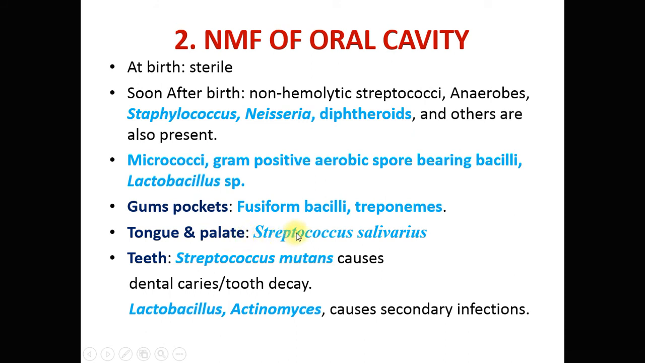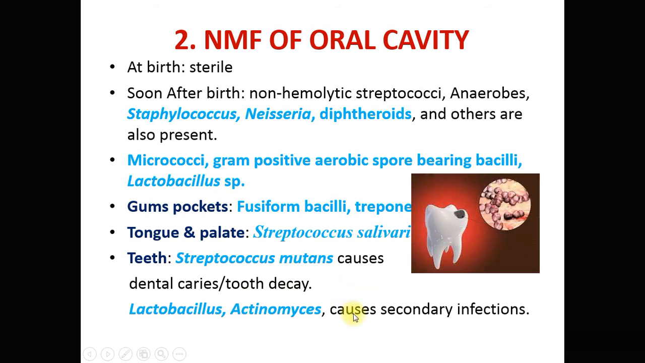On the tongue and palate, there can be Streptococcus salivarius, and on the teeth there is a bacterium, Streptococcus mutans. This is the normal flora of the tooth surface, but it can also cause the problem of dental caries and dental plaque. Lactobacillus and Actinomyces can cause the secondary infection. So here a tooth is shown having dental plaque. The primary causative agent is Streptococcus mutans. The secondary agents are lactobacillus and Actinomyces, which are part of the NMF of the oral cavity.